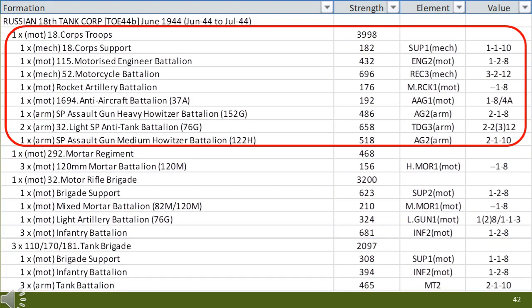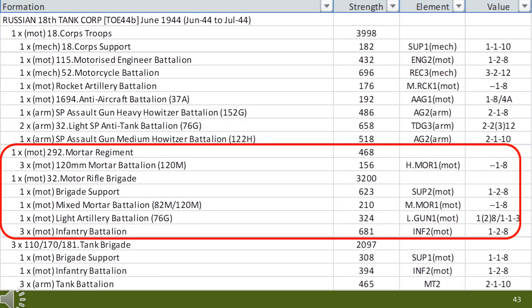This shows the 18th Tank Corps in June 1944. The motorcycle battalion continued to be expanded and beefed up. I expect the Russians felt their reconnaissance capability was still lacking, and this constant addition of assets to this battalion was an attempt to resolve this issue.